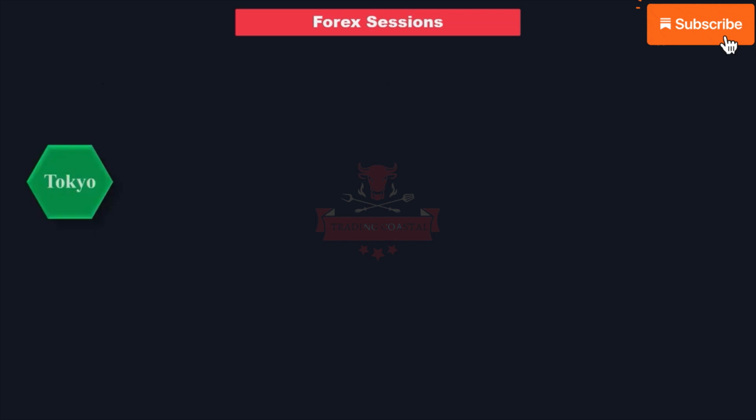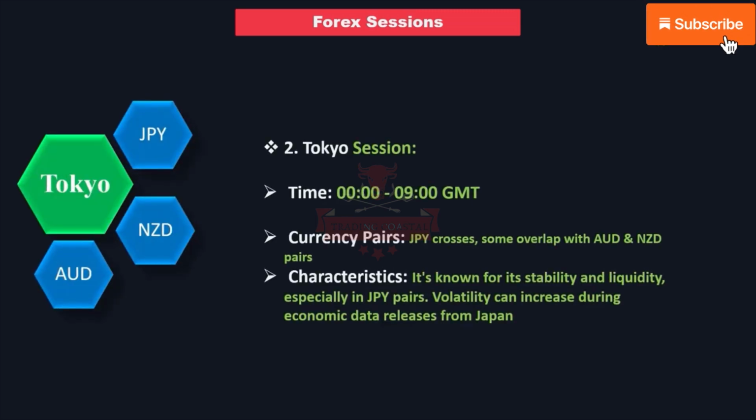Next is the Tokyo session, which also runs from 10 p.m. to 7 a.m. in the GMT time zone. The primary currency involved in this session is the Japanese yen. Additionally, there is some overlap with the Australian dollar and New Zealand dollar pairs. Tokyo session is known for its stability and liquidity, especially in JPY pairs. Volatility can increase during economic data releases from Japan.